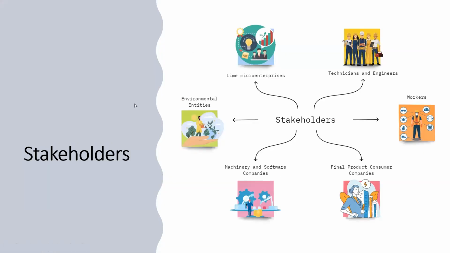Yeah, we got the stakeholders, which are the parties that have interest in the company and can either affect or be affected by the business. In this case, we got the micro enterprises, the technicians and engineers, the workers, the final product consumer companies such as steel mills, mining companies, agricultural companies, among others, and machinery and software companies and environmental entities. Next.